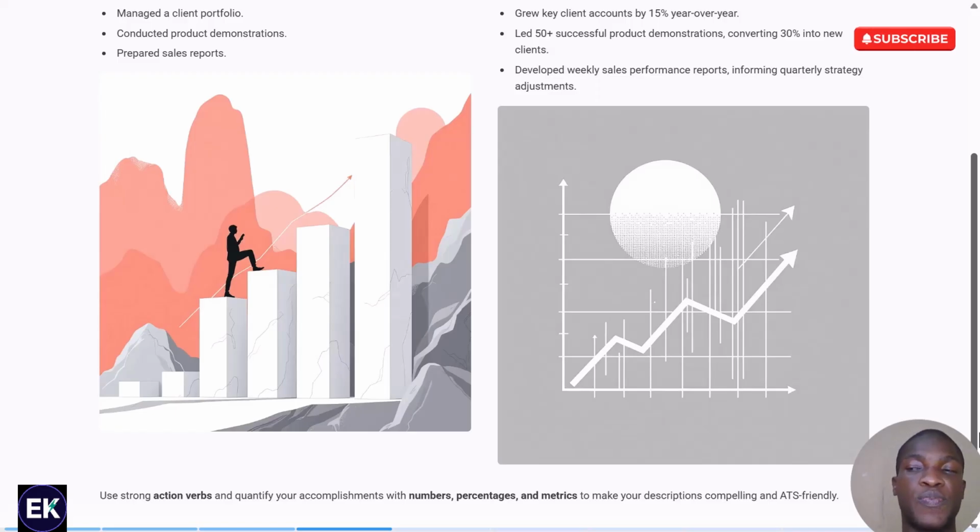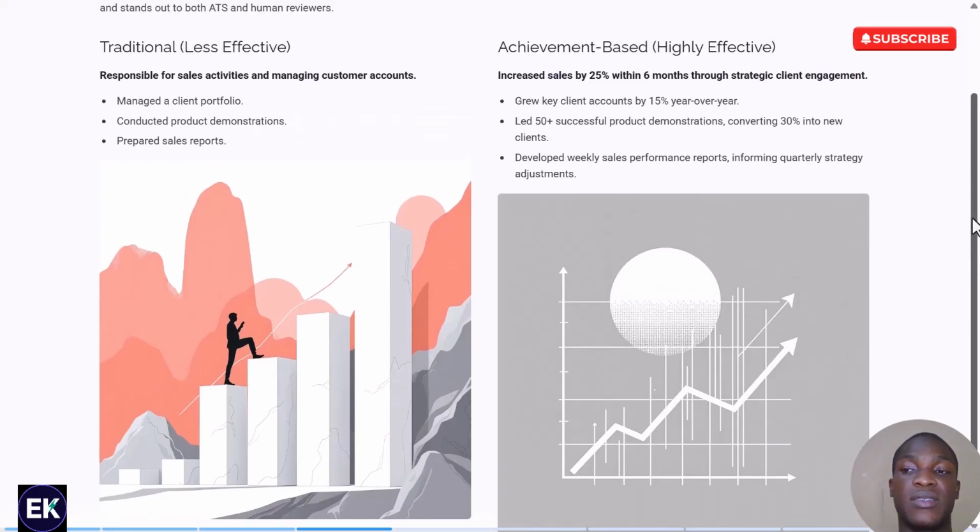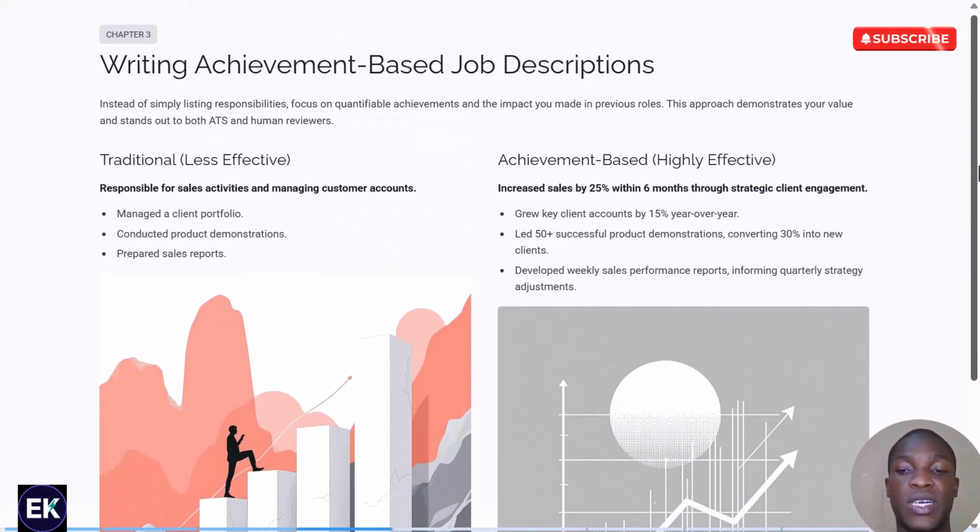Don't just pick it offhand. Don't just put any number that you cannot defend. Make sure you use what? Reasonable numbers, percentages, and metrics to make your description compelling and ATS friendly. Because ATS also searches for numbers like this, especially in your job, your previous job experience sections. So when you are writing, you write an achievement-based job description, not a responsibility-based job description. Initially, before now, that's what we are used to.